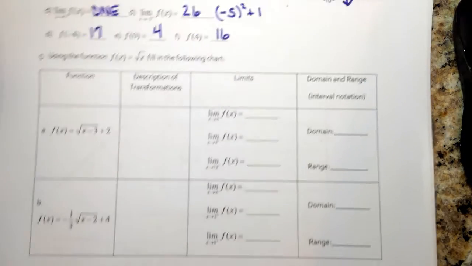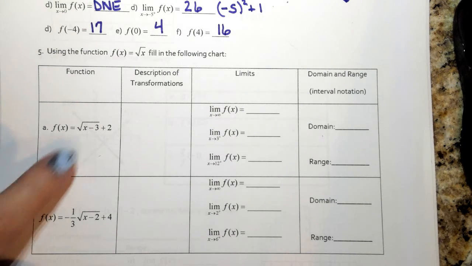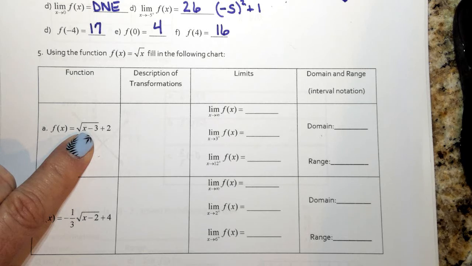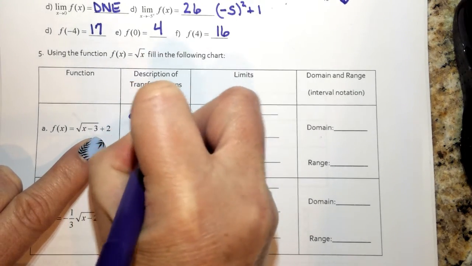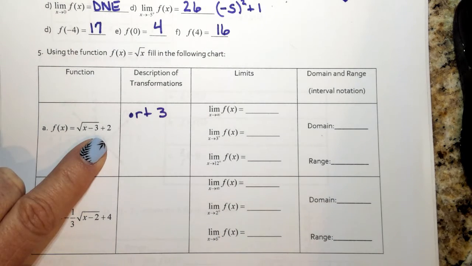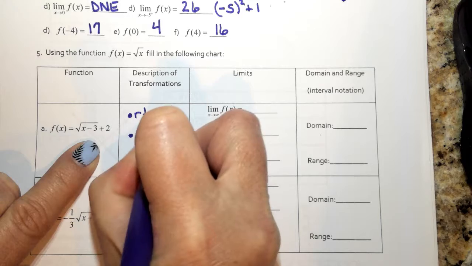So then we also talked about the transformations of parent functions. So remember the minus 3 under the square root. We're going to take that parent function and go to the right 3. And then we're going to go up 2.